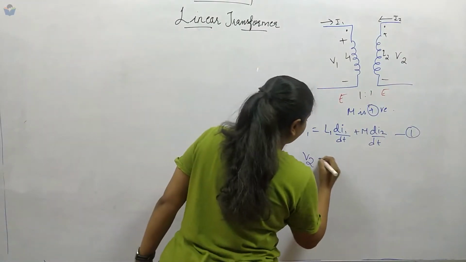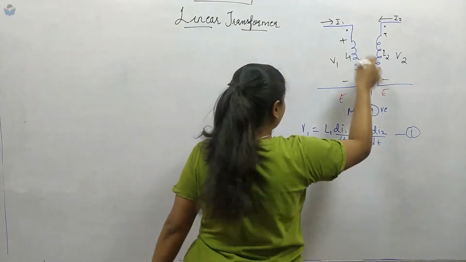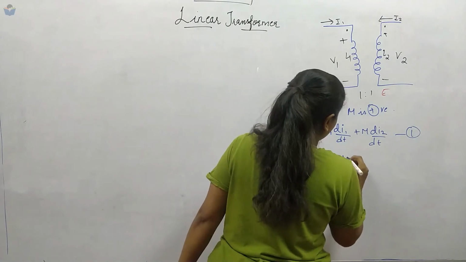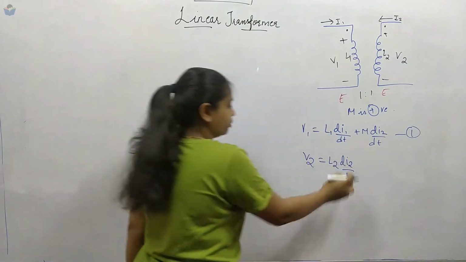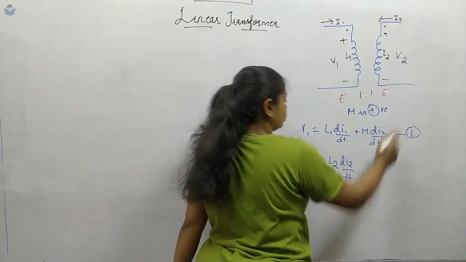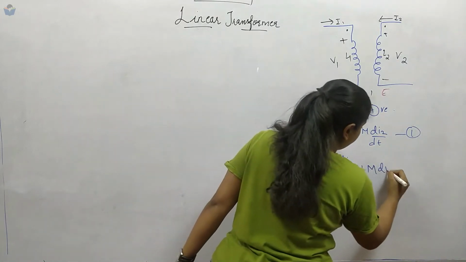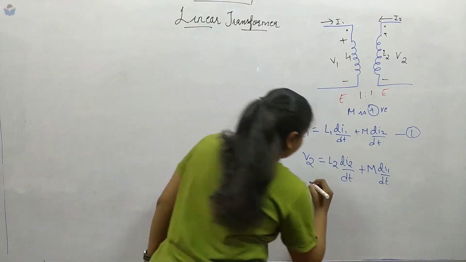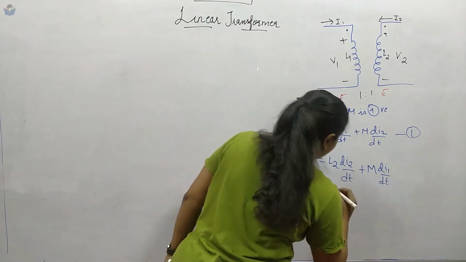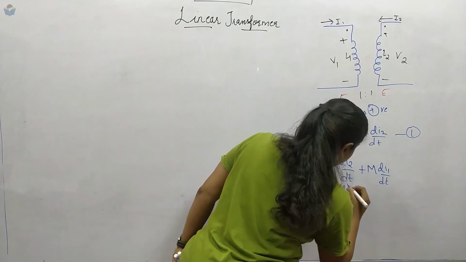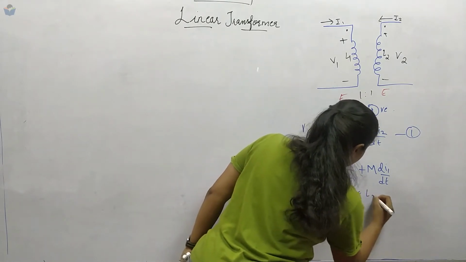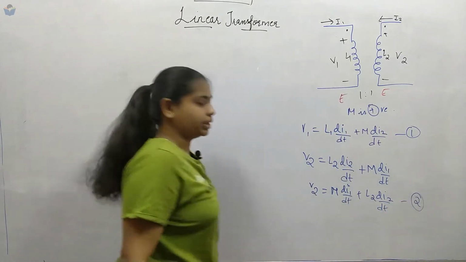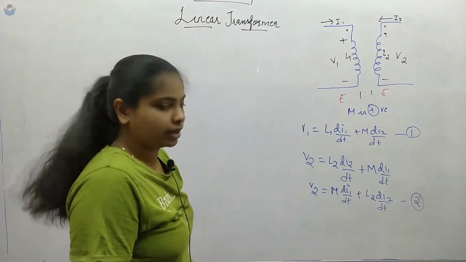Next, similarly, we will write for V2. It means that we'll apply KVL over here. L2 is the self-inductance, which is because of the effect of I2. Next, there will be a mutual effect in L2 because of current I1. So now I'll rearrange this V2. If I rearrange this one, I'll take I1 over here. So first M di1 upon dt plus L2 di2 upon dt. Let us call this equation number 2. So we have got V1 and V2.